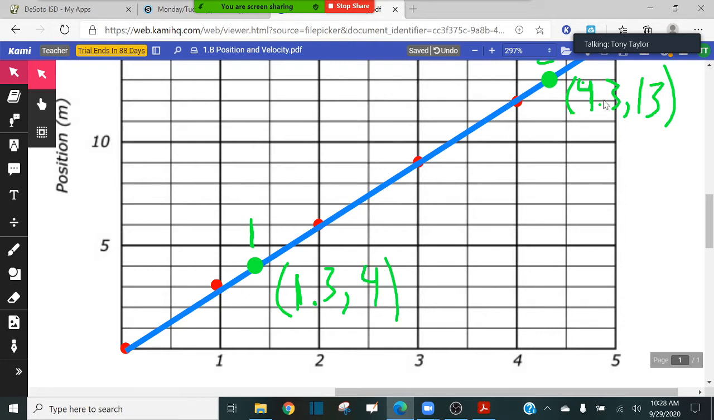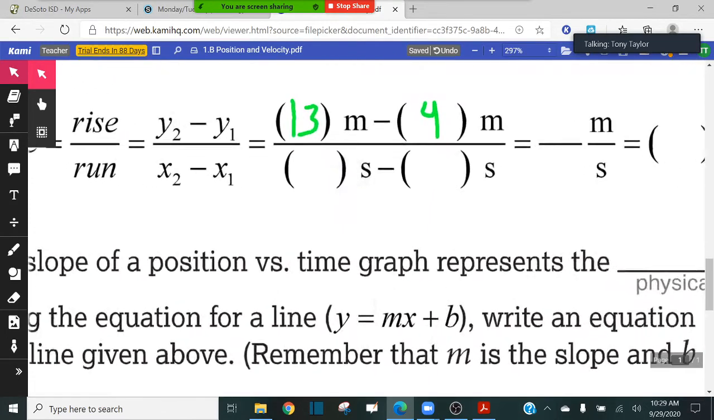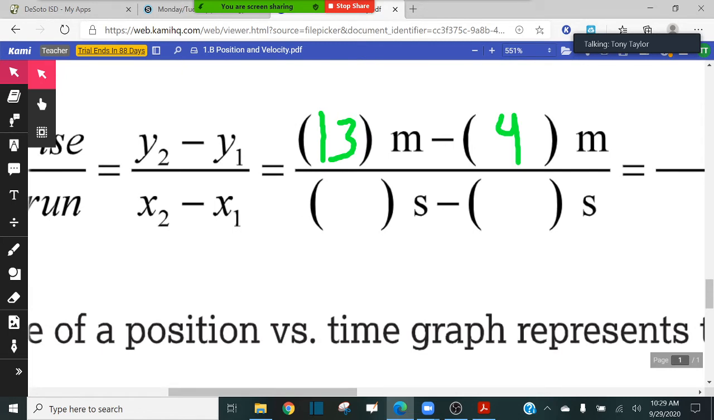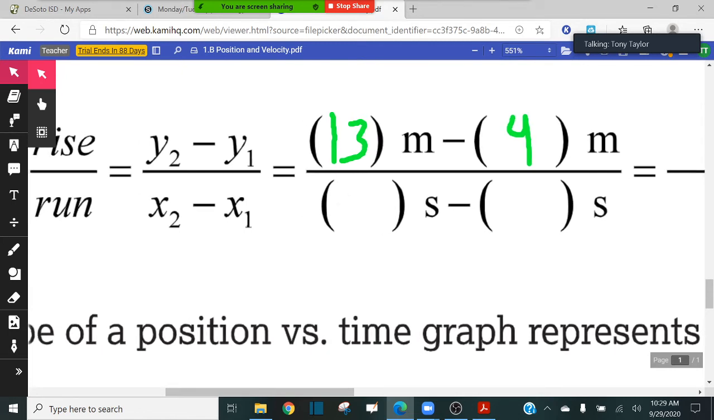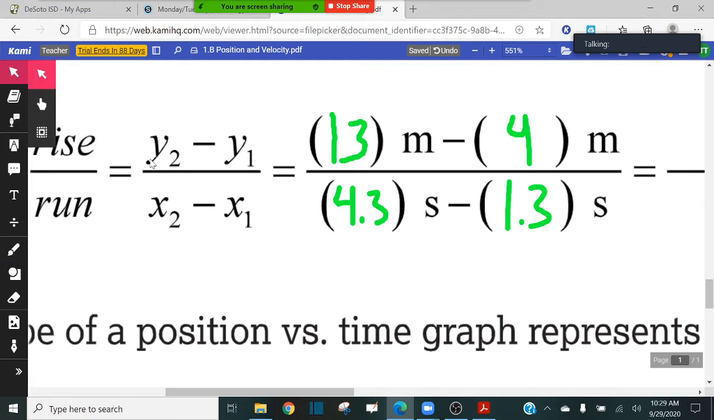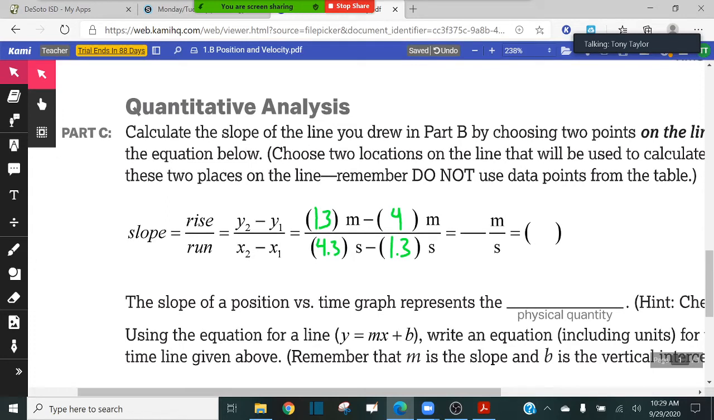So now let us do x2 minus x1. Okay. So x2 is 4.3. And then x1 is 1.3. Okay. And of course, our units on the x-axis is seconds. That's why they put s there to represent our units. Okay. So to calculate this slope is really easy.